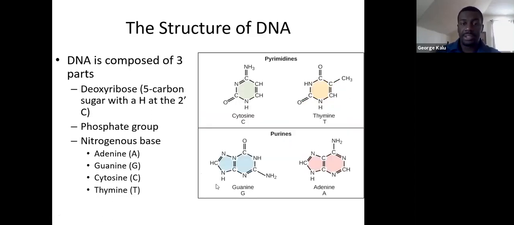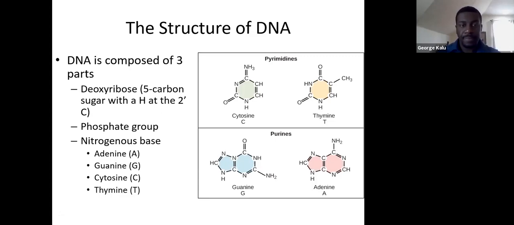These are what the nitrogenous bases look like. Here's our adenine, this is guanine, we have cytosine and thymine. These 2 structures with 2 attached rings, adenine and guanine, are called purines. Cytosine and thymine are considered the pyrimidines, because they have just a single ring. Don't worry too much about that, that's just what their structure looks like.